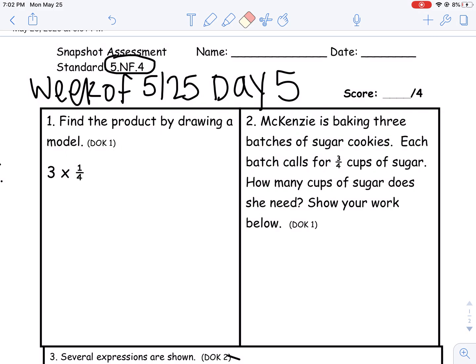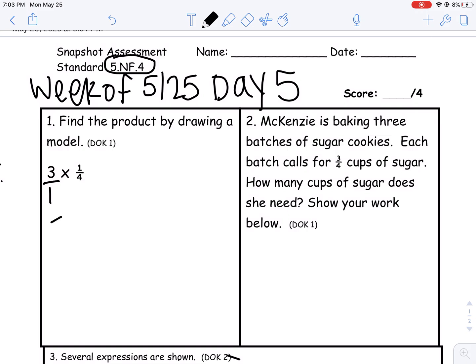So we're working with fractions right now. Number 1 says find the product by modeling or drawing a model. You can draw a model if that's what helps you, but I'm going to start off by making my whole number into a fraction, and I hope that you remember how we make a whole number into a fraction. We can put 1 under any whole number. That's a fraction.